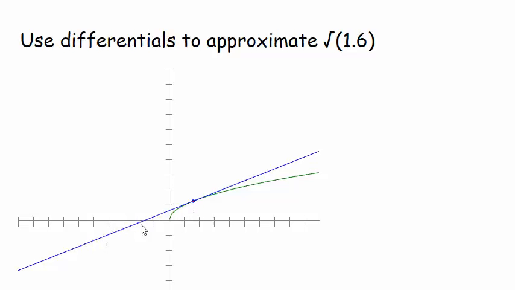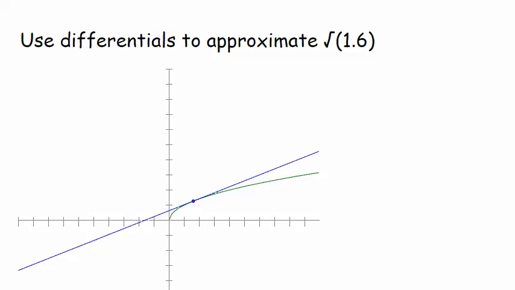So you'd have to derive the equation of this line, but that's easy because you're given the function, so you can find the slope of the line, and then you can figure out what the actual point is here. But let's see, the square root of 1.6. What we want to do here is write this down.